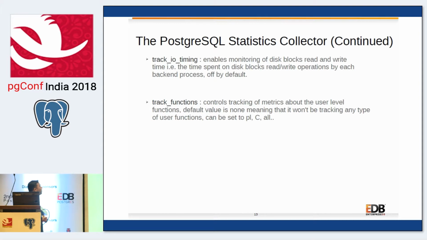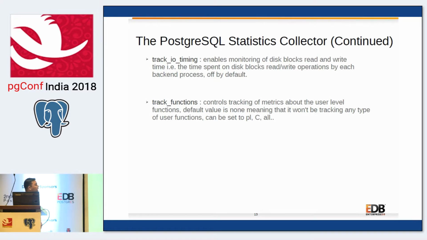So we have a couple more track parameters. There is something called track IO timing. So this is what you were asking, right? How to track the IO. You can just enable this track IO timing parameter, and once you enable this, the stats collector process will be tracking the IO related stuff, like how much time got spent on reading blocks from the disk, or writing blocks into the disk. But this is off by default because it can reduce the query performance, because it involves some system calls and all. So it's not good to always have this on.